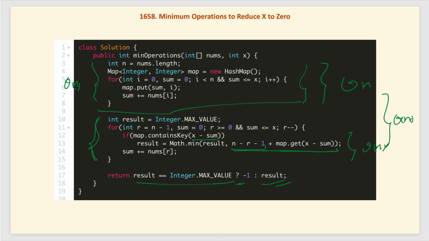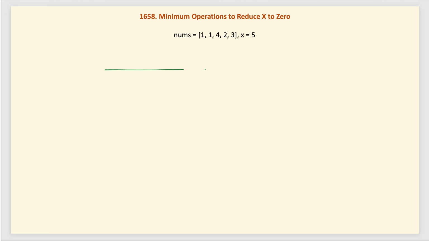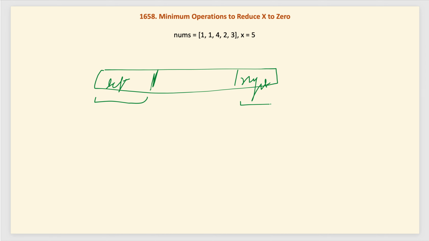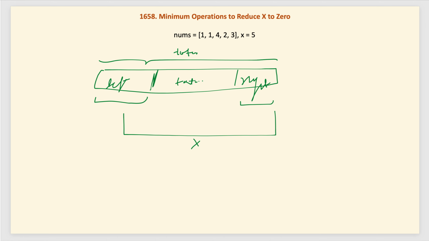So, can we further optimize either time or space complexity? Let us see. Suppose this array has elements, and we are choosing some elements from the left of our array and a few elements from the right of our array. These elements combined total will be x. If I sum them up, it should be x. Then let us say the total sum of our whole array is total, then this middle part is total minus x.